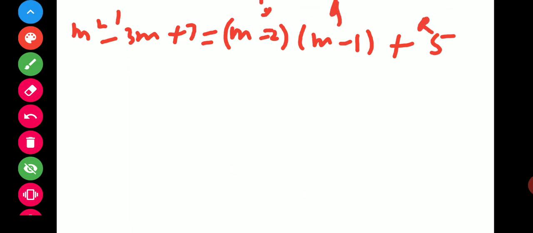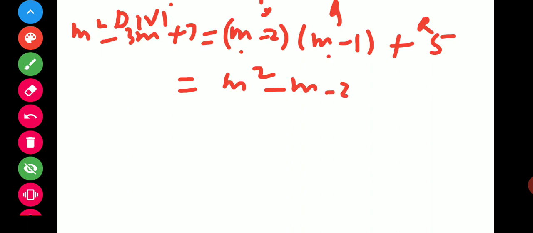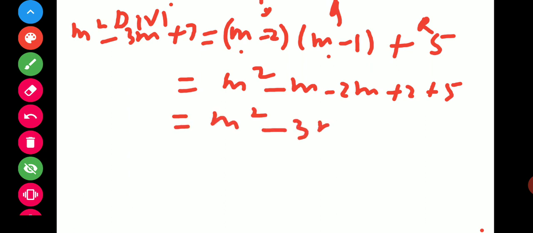Okay, और ये dividend है. So you can multiply this m into m, that is m square, and then minus m into 1, that is minus m, and minus 2m, and plus 2 and plus 5. So it becomes m square minus 3m, and 2 and 5, that is 7. This one and this one both are equal, hence verified.